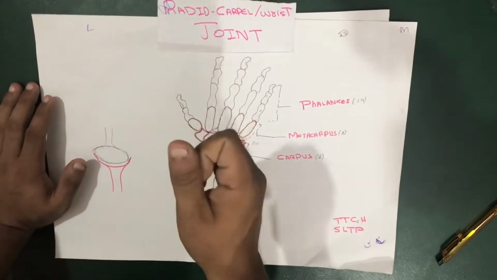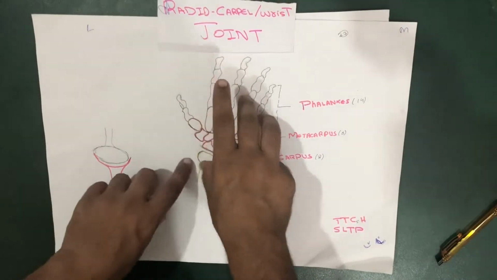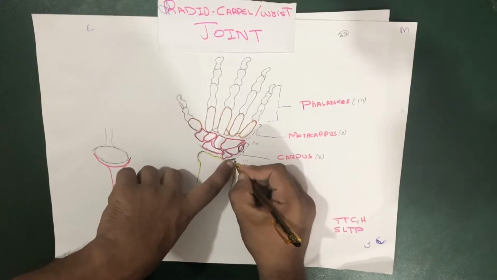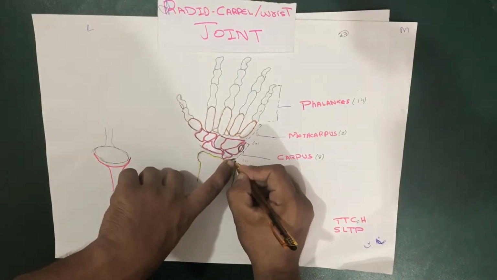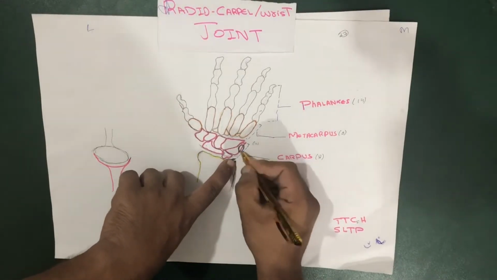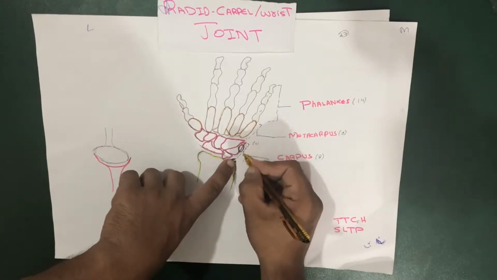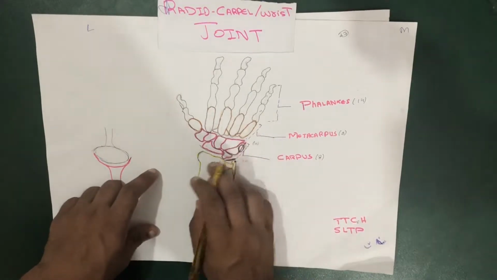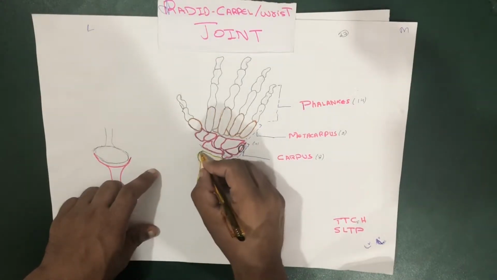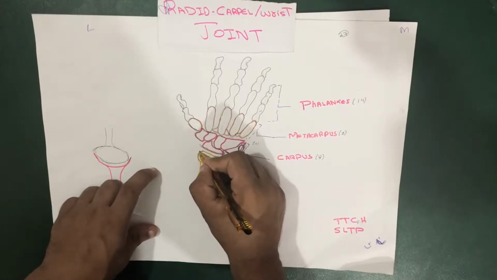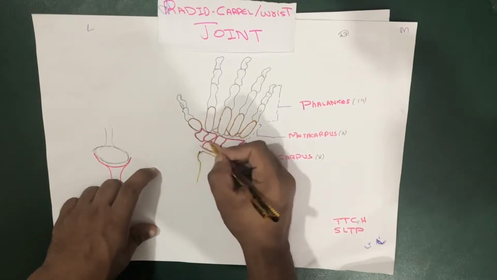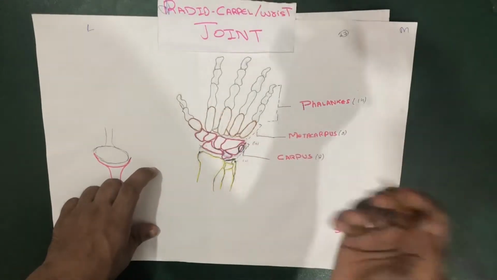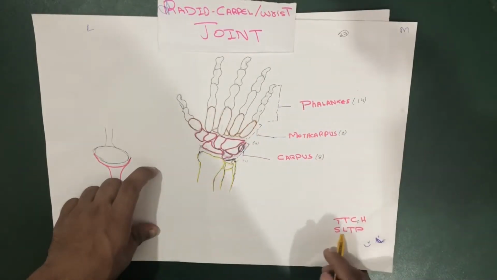But the medial ligament is attached to the styloid process of the ulna. On the medial side there's a styloid process, and the medial ligament is attached to it, and it's on the triquetral bone. So this is the triquetral bone. It's attached over here to the triquetral bone. This is the medial ligament, and the lateral ligament is attached to the styloid process of the radius. So this is the styloid process of the radius, and on the other side it is attached to the scaphoid bone.